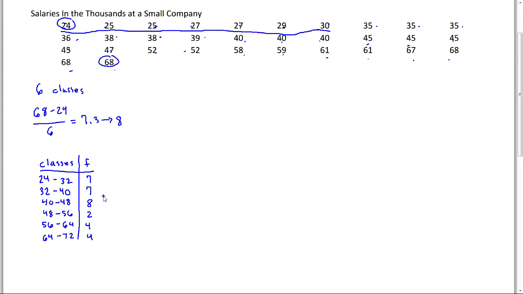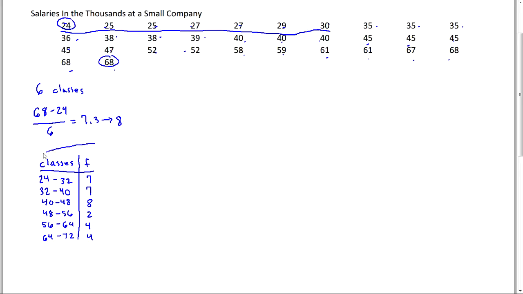Now, one quick way I could use to check this is I know there's 32 data points here, so I can see if my frequencies add up to 32. So 8 and 2 is 10, 4 and 4 is 8, so we would have 18. 18 and 14 would be 32, right? So this should match up. The total frequency should match up. That doesn't guarantee I didn't make a mistake, but it's a very good check.